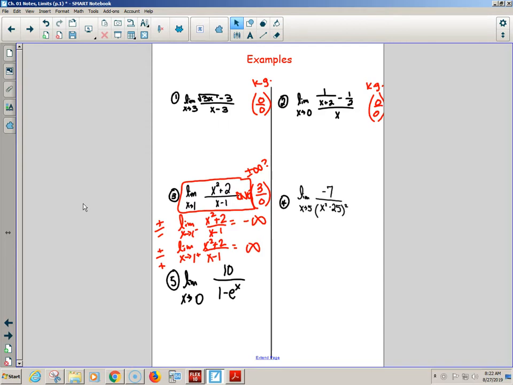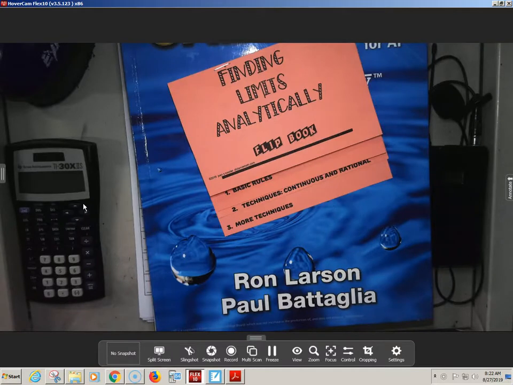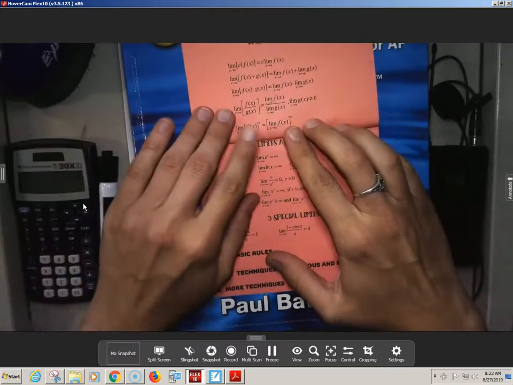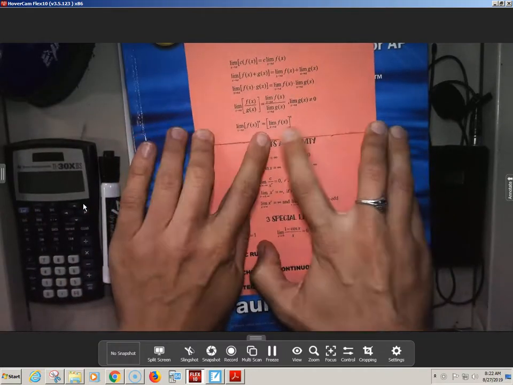Good times. However, right now, we are going to work on this thing called finding limits analytically because we have a homework due tomorrow. True? Okay, so as you guys open your flip book, where's the first page that you come to? What are the basic rules, guys?